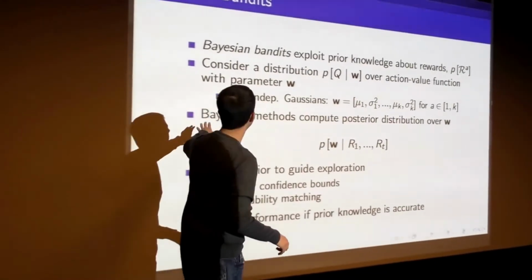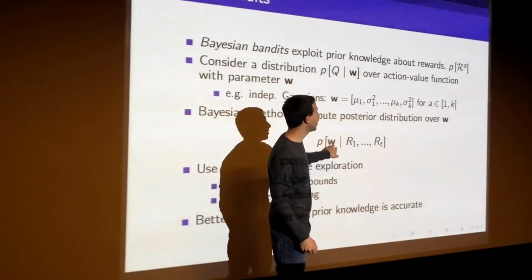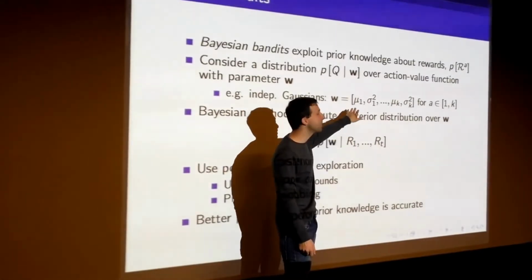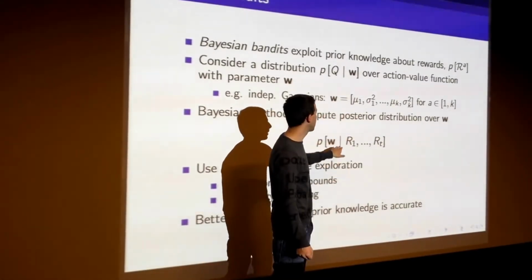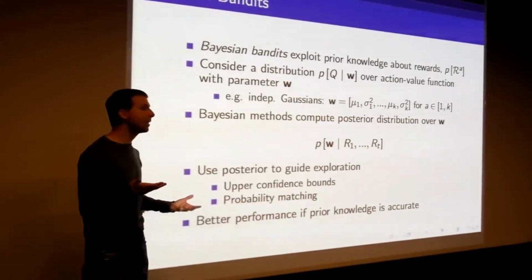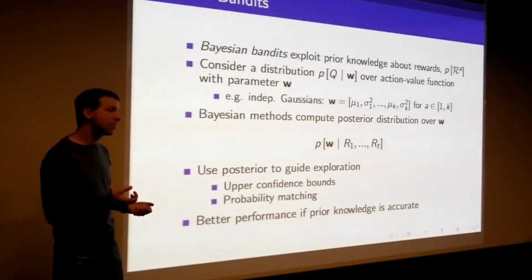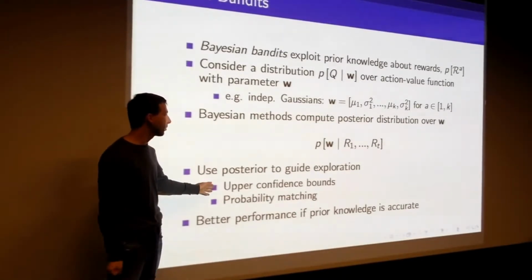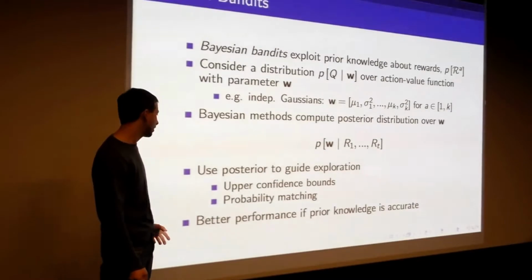So the idea of the Bayesian approach is we compute a posterior distribution over our parameters, the means and the variances, or whatever those parameters are, given the pulls that we've seen so far, and then use that posterior to guide exploration. There's a couple of ways we can do that. I'll first talk about upper confidence bounds, but also probability matching.